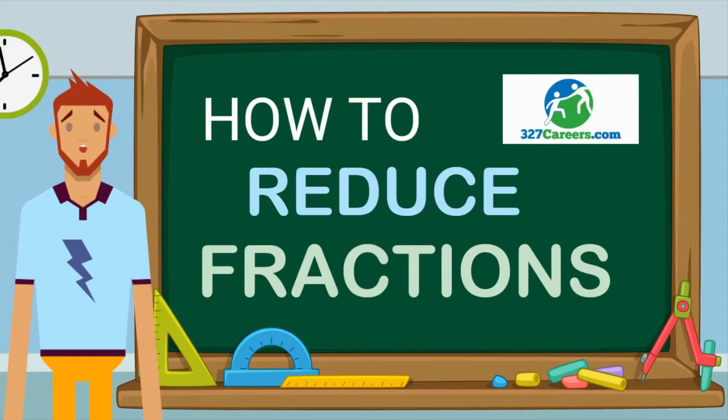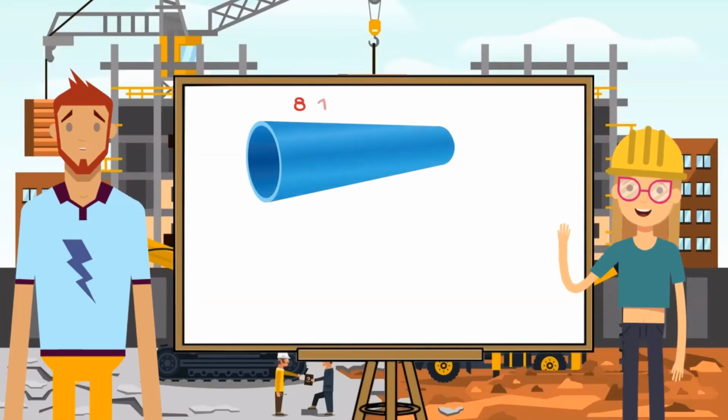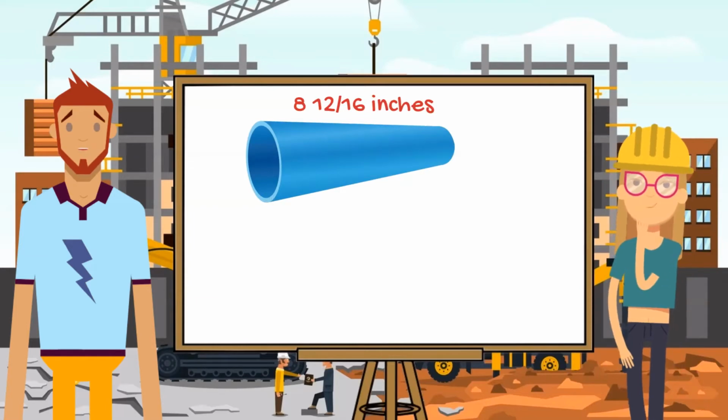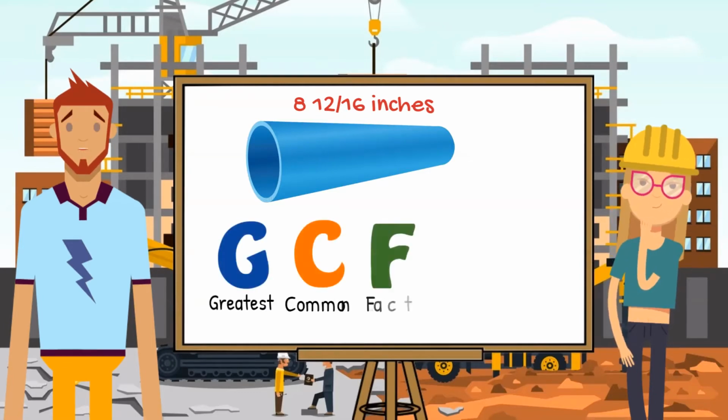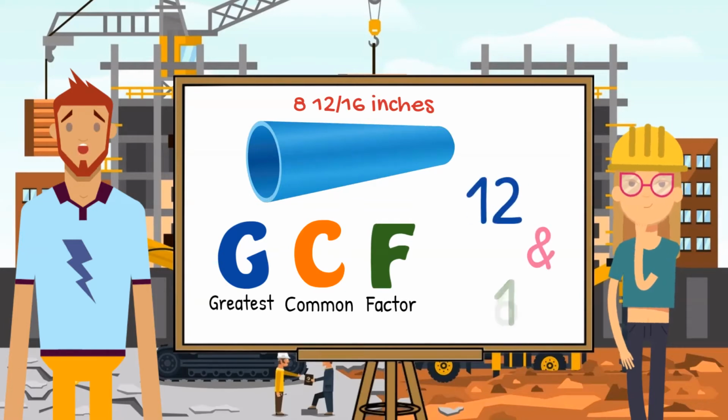So how do we reduce fractions to their simplest forms? Let's find Jane and see if she needs our help. Jane has a pipe with a length of 8 and 12/16 inches. She wants to know how she can get this fraction reduced to its simplest form. One way to do this is by finding the greatest common factor, or GCF, between the numbers 12 and 16.